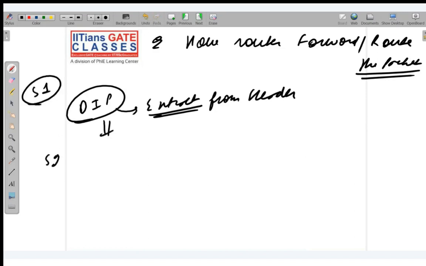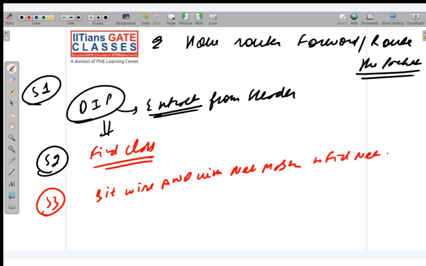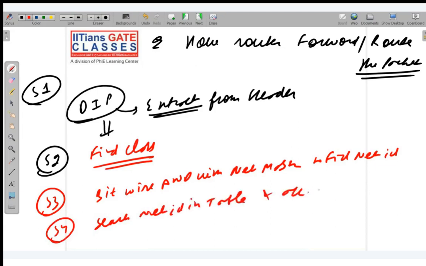Then we go to step number 2. What will it do in step number 2? It will find the class. How does it find the class? I have told you already. Step number 3: bitwise AND with the net mask, to find the net ID. Step number 4: search the net ID in the table and accordingly forward the packet from the respective port.